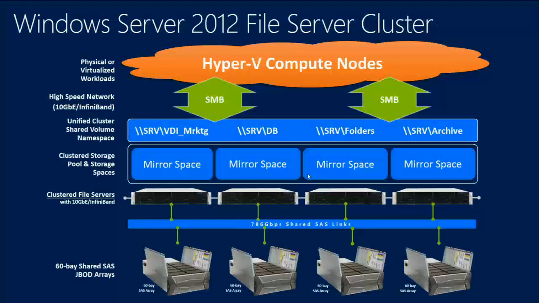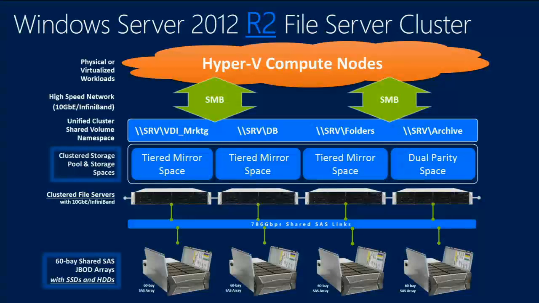So you saw this picture before of the Windows file server cluster scaled out. Our new R2 capabilities, dual parity, tiered storage, write-back cache, integrate right into that. In this case, I have tiered mirrored spaces. I have a dual parity space for my archival workloads. And now my JBODs have a mix of SSDs and HDDs.